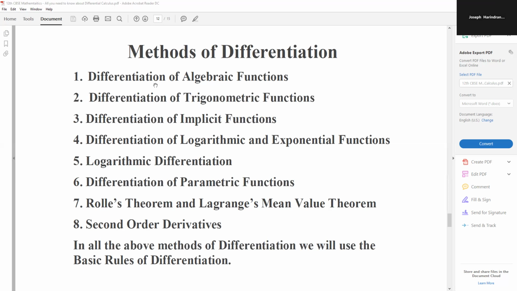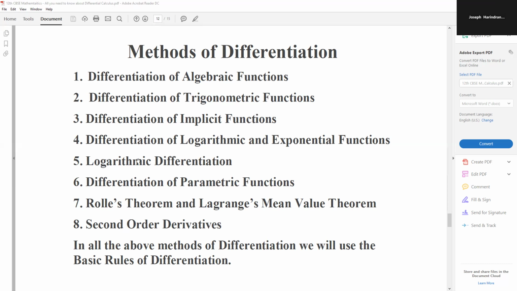The methods are: differentiation of algebraic functions, differentiation of trigonometric functions, which will also include inverse trigonometric functions, and differentiation of implicit functions, where y and x are not easily separated. They are in a mixed form, an algebraic expression involving x and y. Then differentiation of logarithmic and exponential functions, log x and e power x.